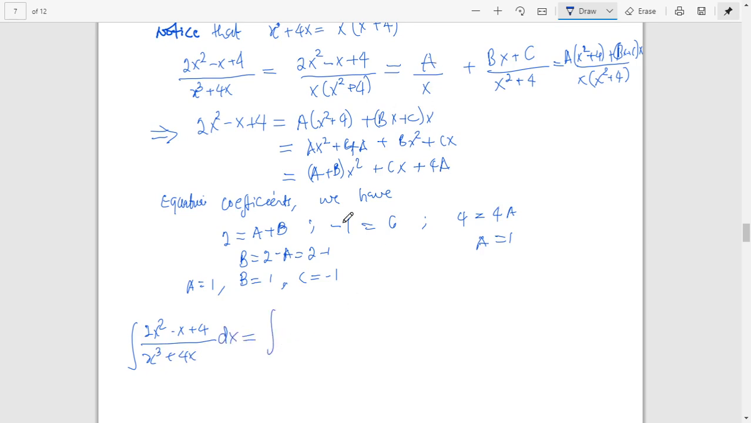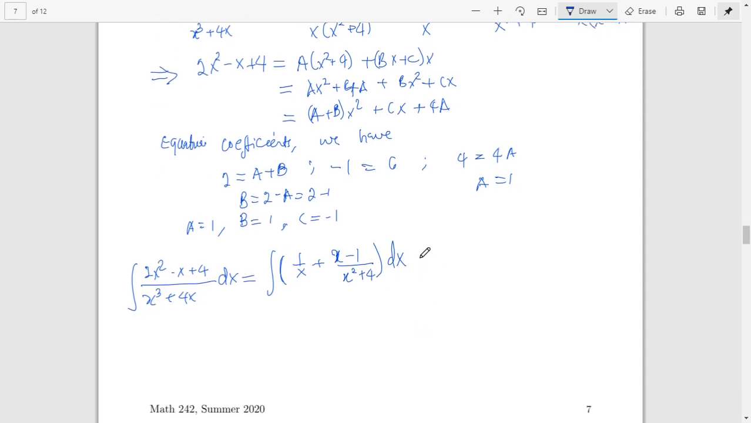the integral of a over x. My a is 1, so I'm going to have 1 over x, then plus bx plus c. My b is 1, so I'll have x. 1 times s is x, and my c is -1 all over s squared plus 4 dx. Now we can integrate this term by term, giving me the integral of 1 over x dx.